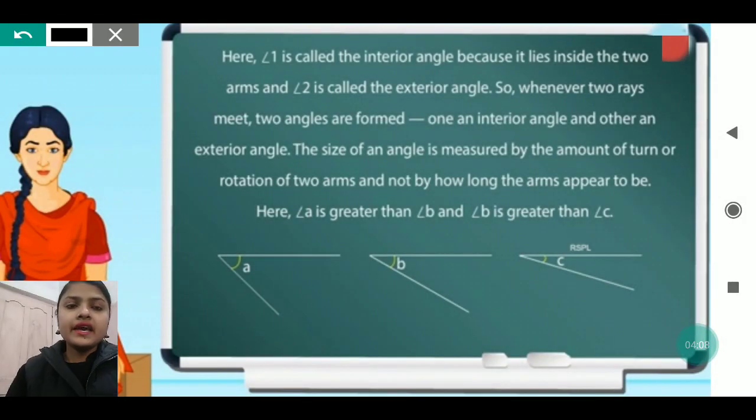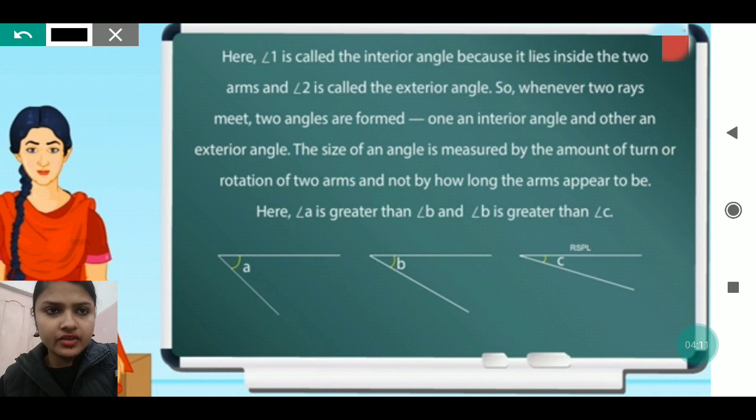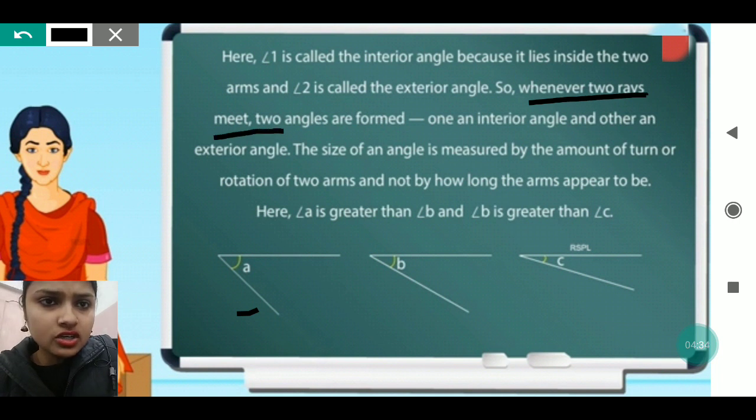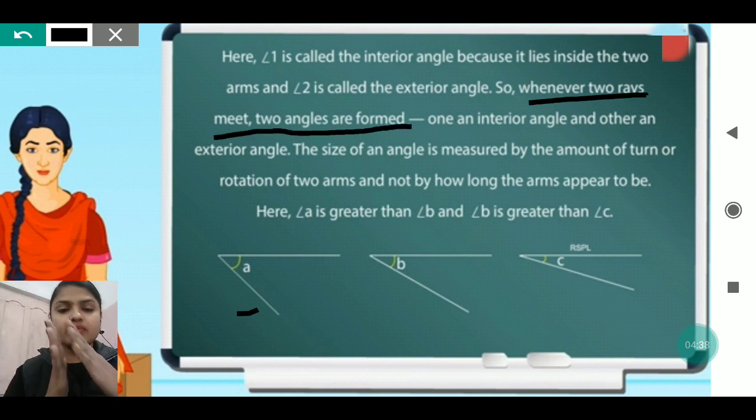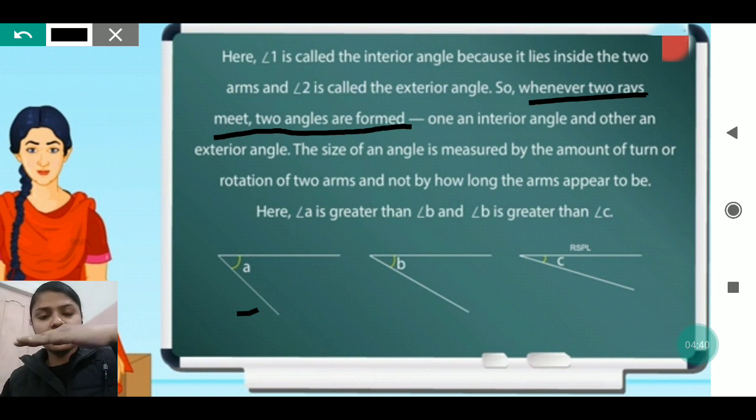Here you can see angle 1, which we are talking about, is called the interior angle because it lies inside the two arms, and angle 2 is called the exterior angle as it lies outside. Whenever two rays meet, two angles are formed. As I explained yesterday, when two rays meet at a point, an angle is formed at that point.